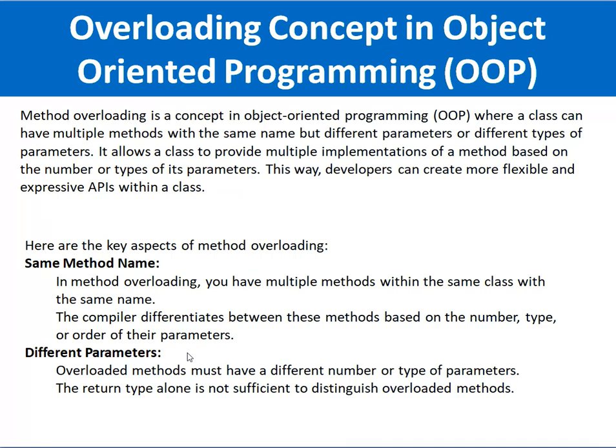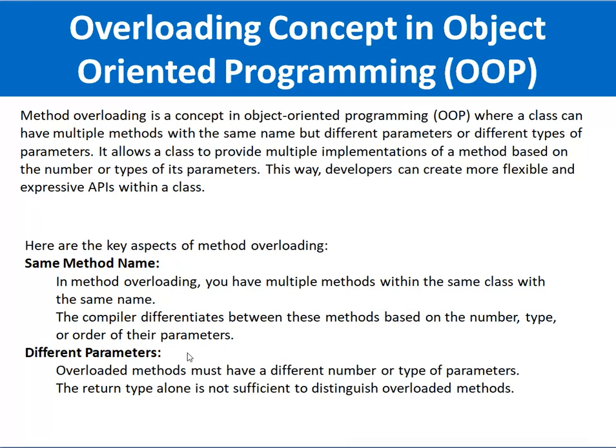So you can have the same method in a class. We know that a class basically consists of two things: attributes and methods. So these methods have the same name but different parameters or different types of parameters. This is called the concept of overloading. This way developers can create more flexible and expressive APIs within a class.